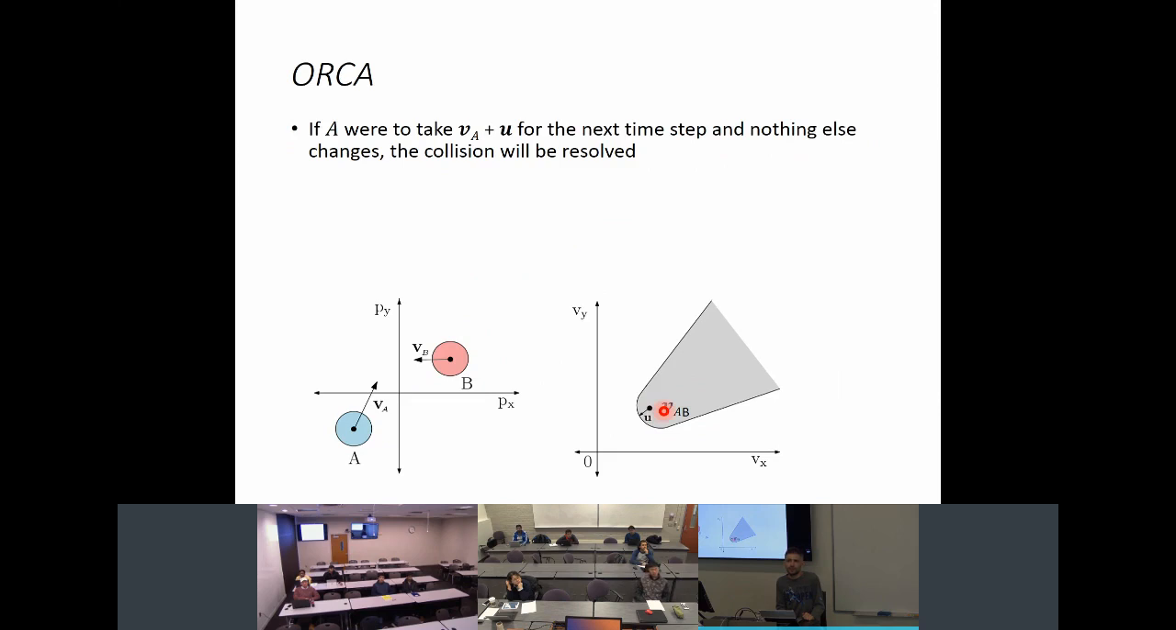The relative velocity is inside of the VO. Agent A is moving with velocity VA. If with this velocity I add this smallest possible change that I need to avert the collision, then the collision will be resolved, right?